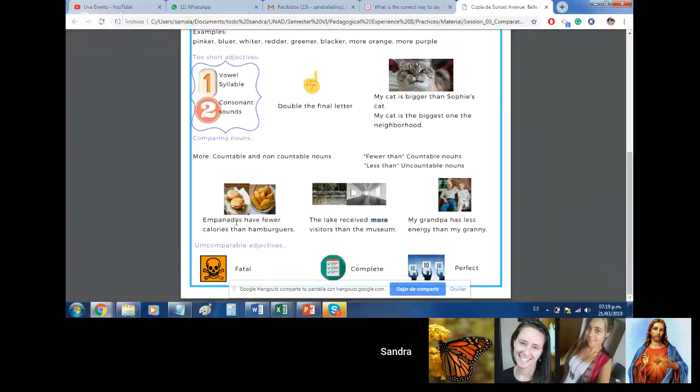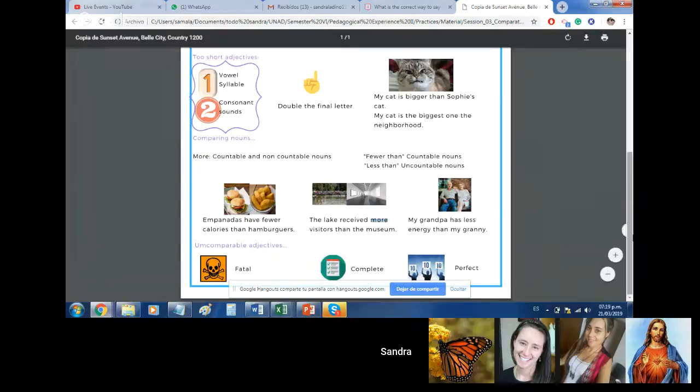Entonces, las empanadas tienen menos calorías que las hamburguesas. Las calorías se cuentan, utilizamos fewer than. The lake received more visitors than the museum. El lago recibió más visitantes que el museo. Podemos contarlo, lo podemos utilizar. My grandpa has less energy than my granny. La energía no la podemos contar, así que utilizamos less than.